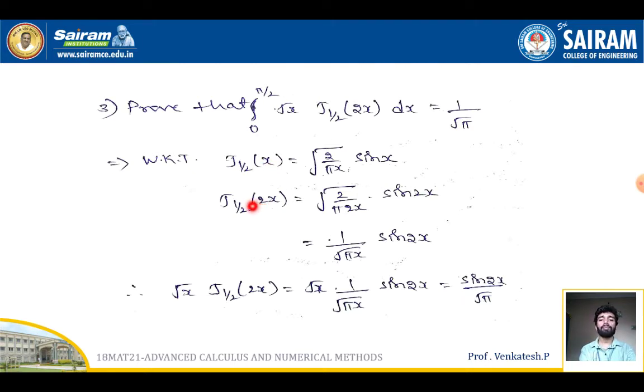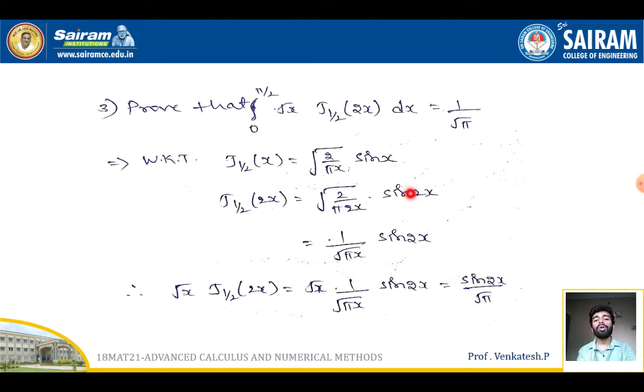In the J 1 by 2 of x formula, just replace x with 2x. So we'll get J 1 by 2 of 2x is equal to square root of 2 by pi 2x into sine 2x. The 2 gets cancelled. I got 1 by square root of pi x into sine 2x. Now I want a function like root x into J 1 by 2 of 2x, so I'm going to multiply root x on both sides. I will get root x into J 1 by 2 of 2x is equal to root x into 1 by root pi root x sine 2x. So root x gets cancelled. I got root x J 1 by 2 of 2x is equal to sine 2x by root pi.